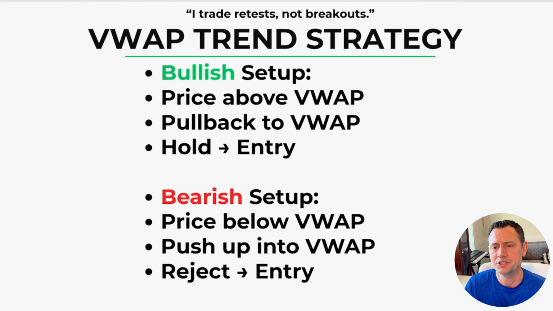So, the VWAP trend strategy. A bullish setup is when price is above the VWAP. You wait for a pullback to VWAP, just like you would support. You hold that VWAP, then you enter on that retest, and you can take your trade. Now, a bearish setup: price is below VWAP. It pushes up into VWAP, just like resistance. It rejects. You wait for that rejection candle, then you enter a bearish position.